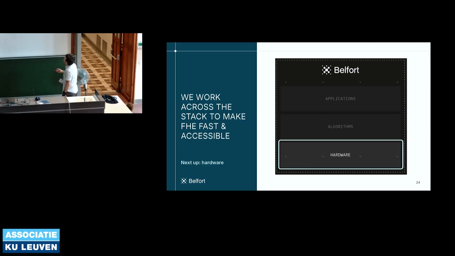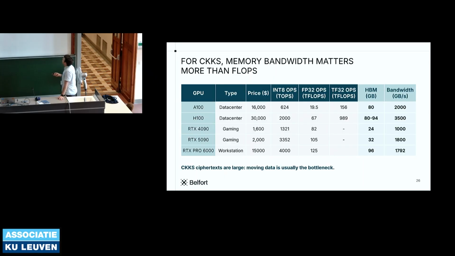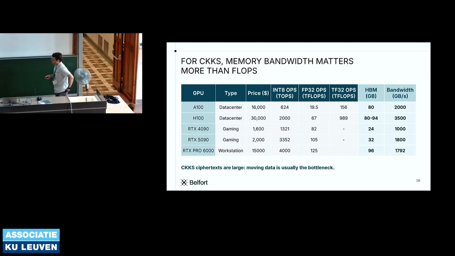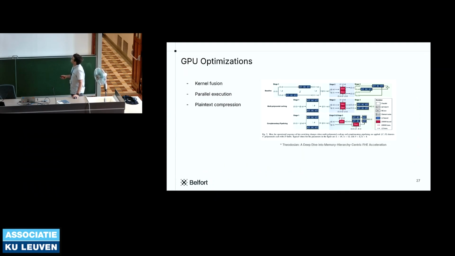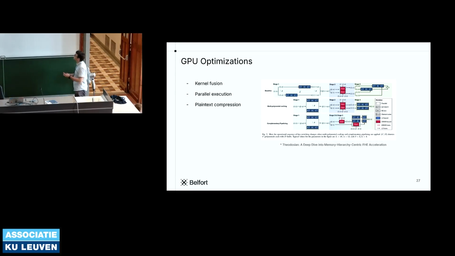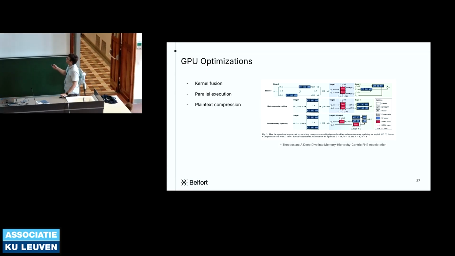So, a few things about hardware, and then I'm going to move on to some algorithmic optimizations that we've been doing. The platform that we chose to do this acceleration is the GPU, because these ciphertexts are quite large, and so that means that you have a lot of memory movement. And just to talk to you about a few optimizations that we've been doing on the GPU.